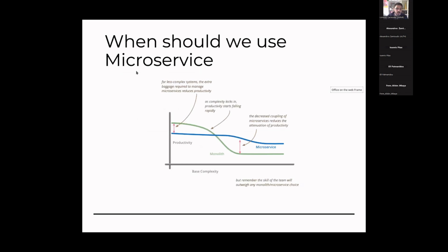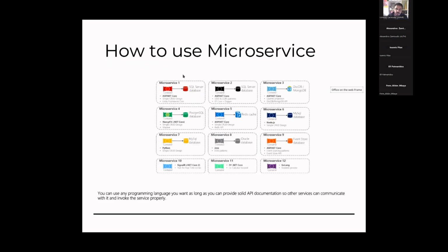When should we use microservices? Typically when the complexity of the application grows, and at that point we want to manage it much more easily, while still maintaining a good level of productivity of that application.